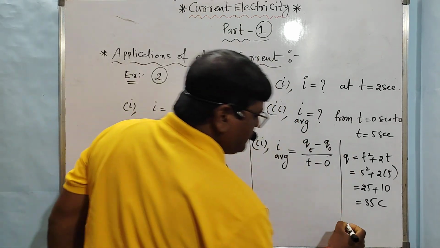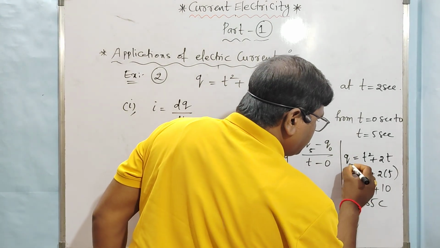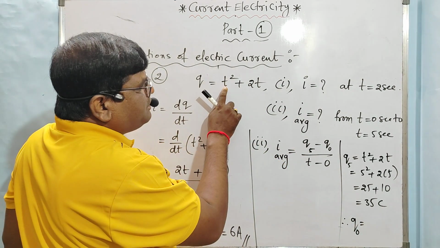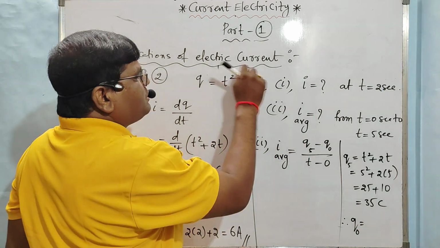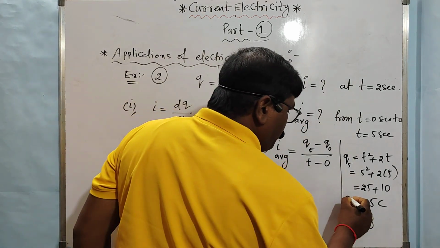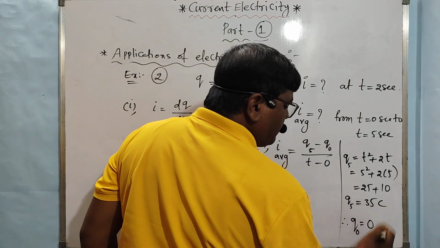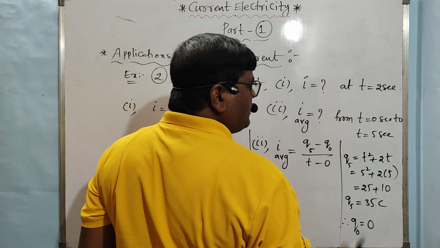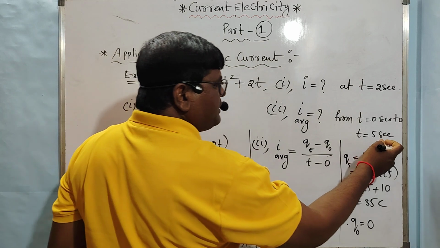Okay, what about q0? If you substitute t is equal to 0 here, the total charge is 0. That is nothing but 0. Right? Q at 5 seconds is 35 coulombs. Charge at 0 seconds is 0. The time interval is already given, 0 to 5.